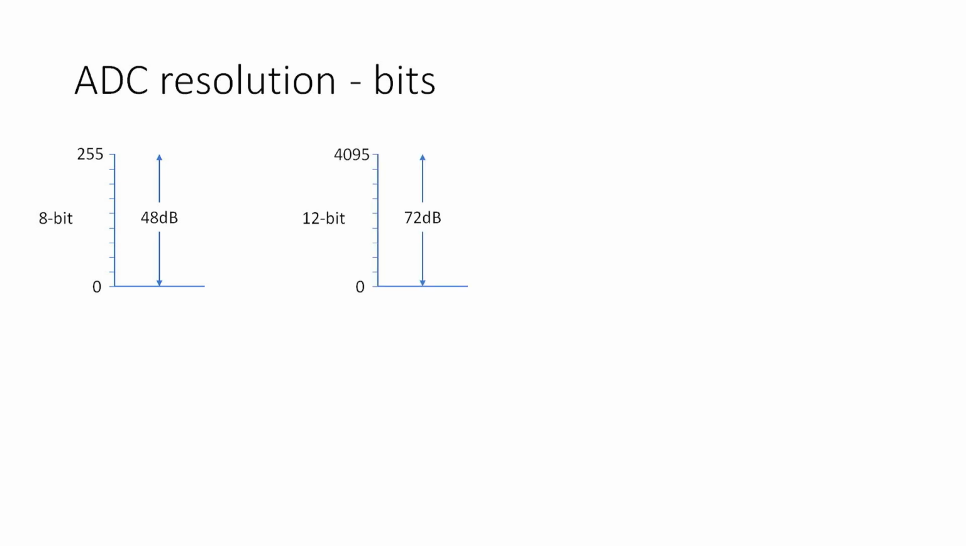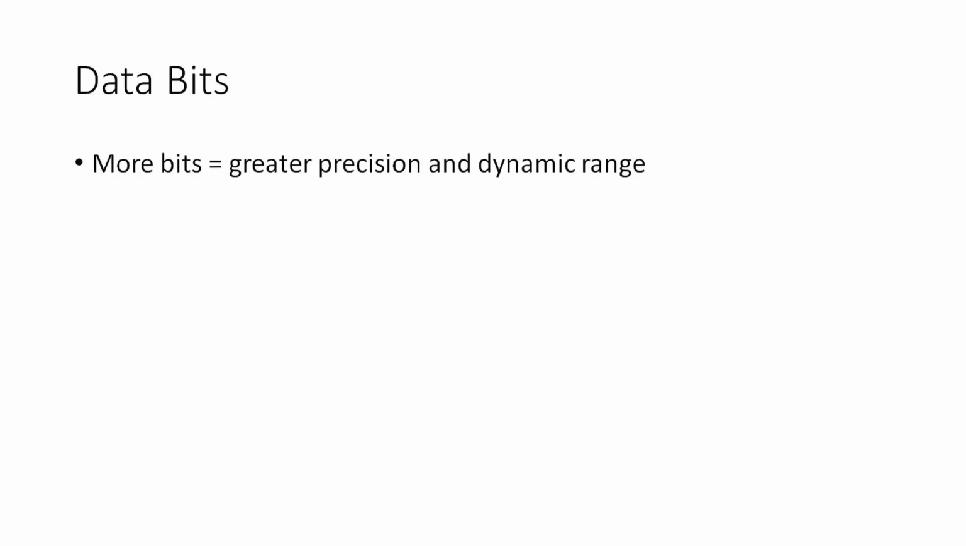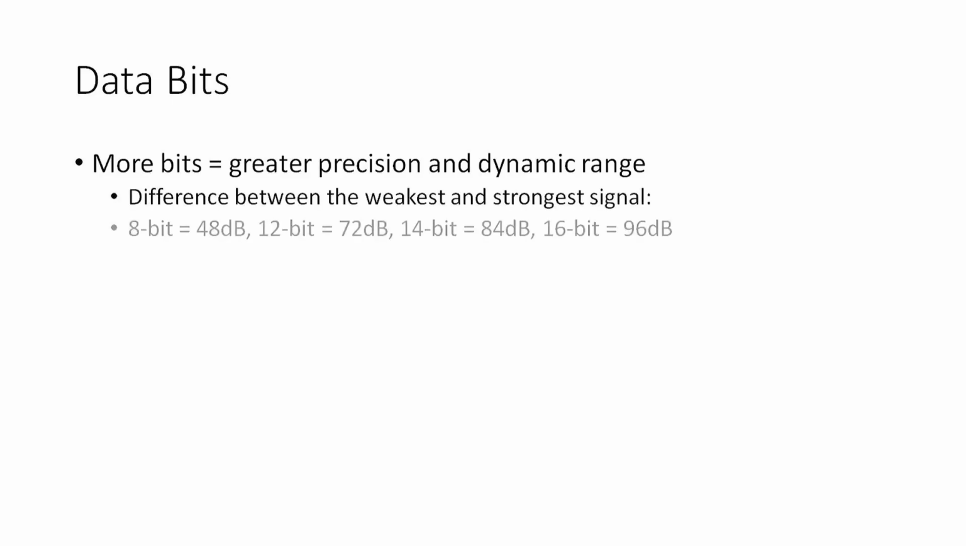If we start going up, 12-bit is a bigger number, 14-bit is an even bigger number, and the standard that we would use for things like Flex radios and all the rest of it is 16-bit. So there you've got 65,536 steps between 0 and the maximum that it can handle, which equates roughly to 96 dBs. So that's much more useful. So the resolution is really important. Generally speaking, the more data bits you've got, the greater the precision and the greater the dynamic range. And that gives you the difference between the weakest and the strongest signal that it can handle at the same time. Okay, that's an important point.